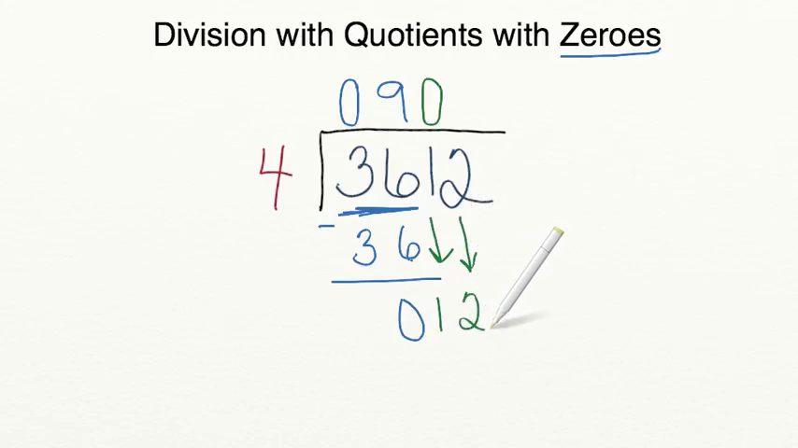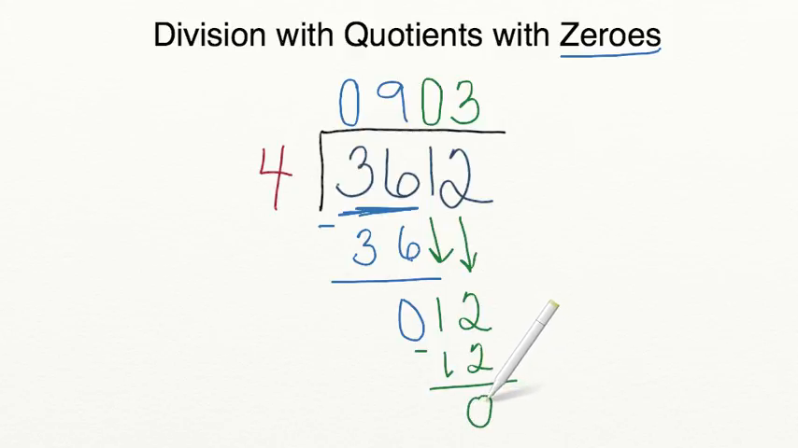So now that I've put a 0 as a placeholder, I can move down our 2 so that we can find out how many times 4 can go into 12. 4 can go into 12 3 times, and 4 times 3 equals 12. And when I subtract down, that gives me a remainder of 0. And I don't have any further place values to bring down.